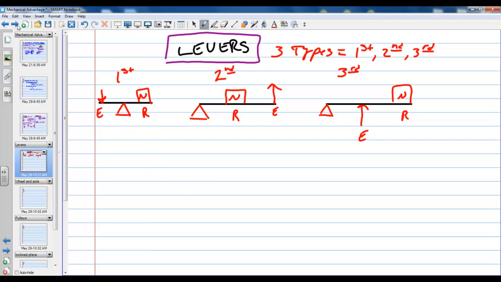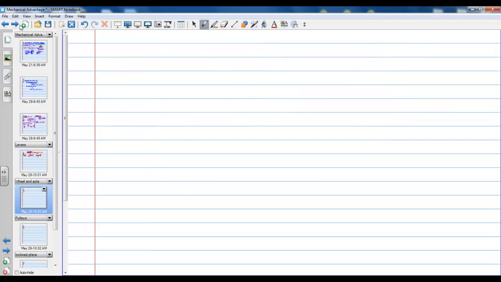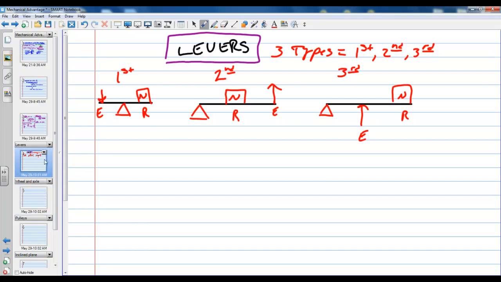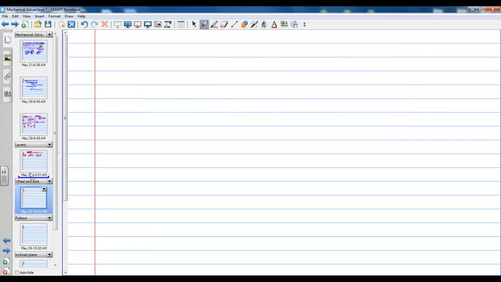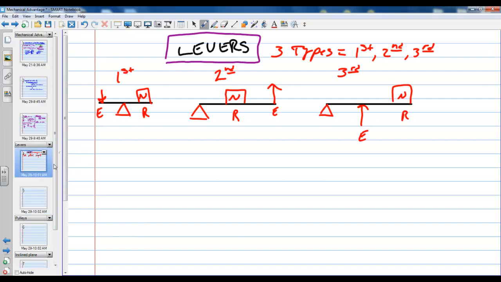Okay, to calculate those, I need to add a page here. Just move that to there. Oh, it's not working. Okay, we'll just leave it like this for now.